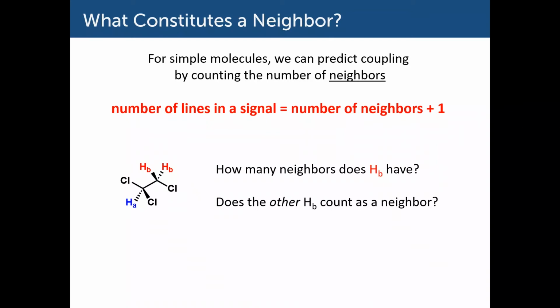And to decide this, we actually need to answer a question. Does the other HB count as a neighbor? So if we were to look at one of the two red hydrogens, does the other red hydrogen count as a neighbor or not? How are we to know? Well, if you're a scientist, you probably think about, rather than deriving this from theory, we could simply look at data. We could look at the NMR spectrum for this compound, and then we could work backwards from the number of lines that we actually observe.